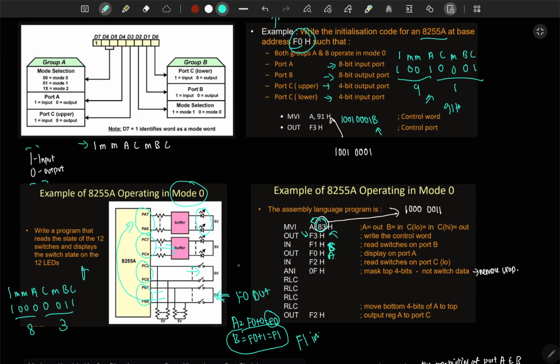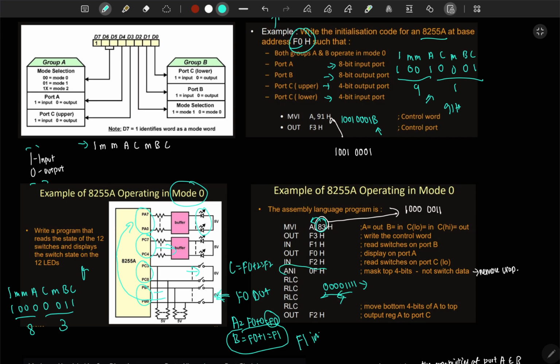Now in the second case, our C is equivalent to F0 plus 2, which is equivalent to F2H. Now here is a special case. For F2H, the lower byte is actually the input and the higher byte is output. In this case, our lower byte could be 000111. So if we translate this into out, it doesn't actually prove anything because our output is actually in the higher byte. How do we do this in the higher byte? We need to rotate it to the left.